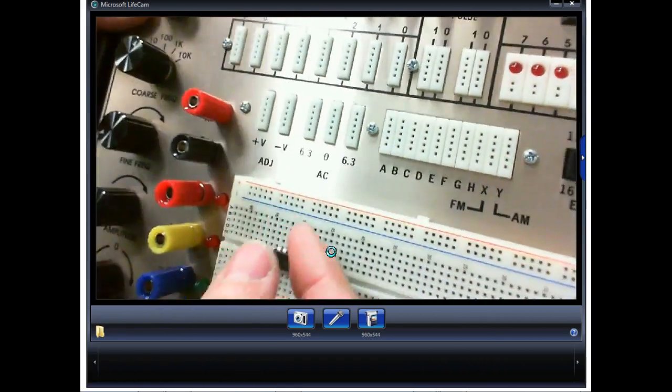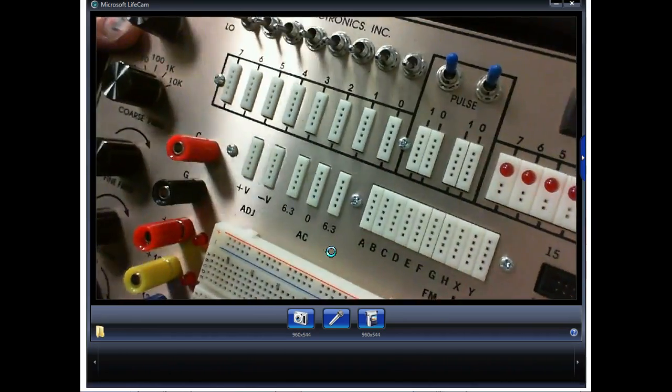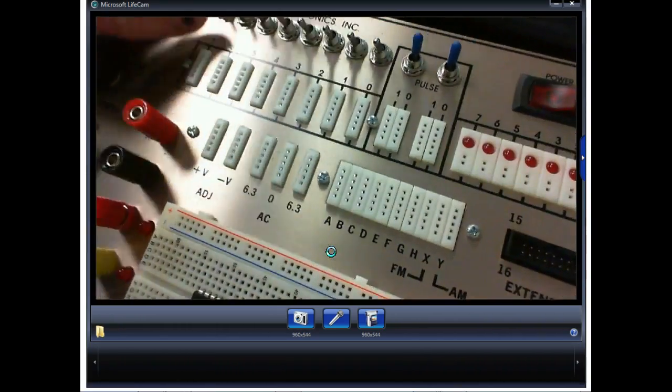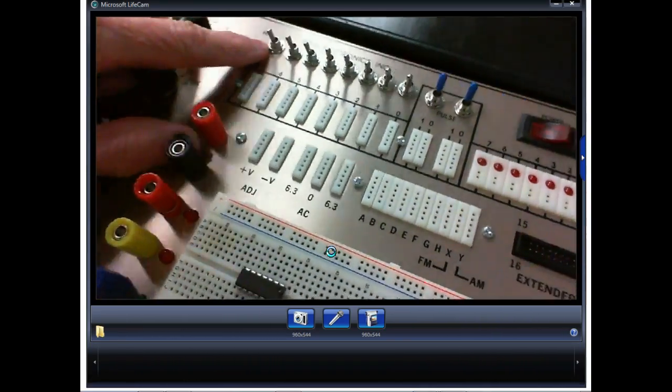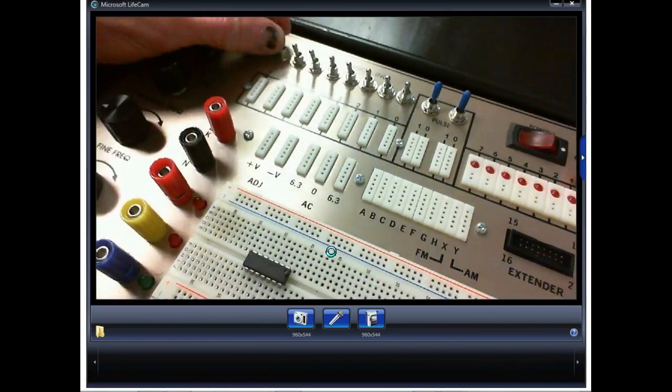Here's our digital logic switches right here. So we're going to be using these a lot. We have 8 of them. So notice right here on the left-hand side, it's got high, low. So this will give me a 1. This right here will give me a 0, right?